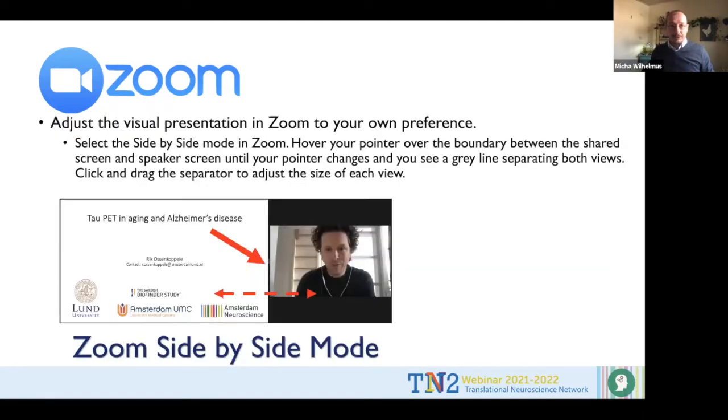In this Zoom session, you also have some control yourself, and that is the way you visualize this presentation. You have the shared slides on the one hand side and the presenter on the other, and you can adjust both yourself by clicking on the boundary between the shared slide and the actual speaker screen, and you can adjust right or left how big or small you want to have one or the other. So you can adjust the size accordingly. It's a Zoom side-by-side view. If you want to adjust, please do so.